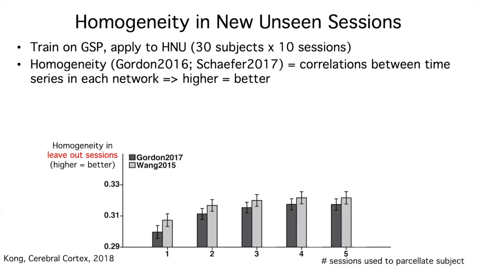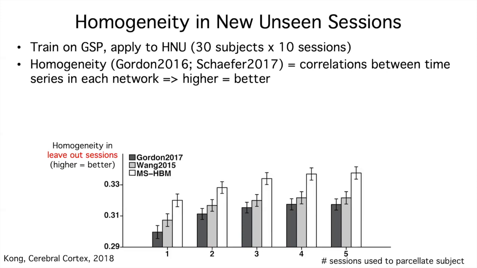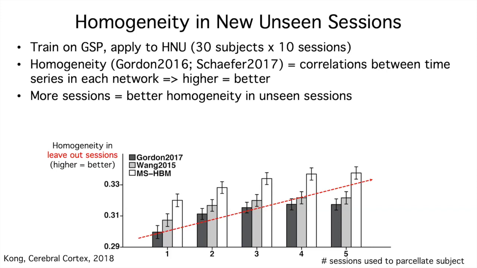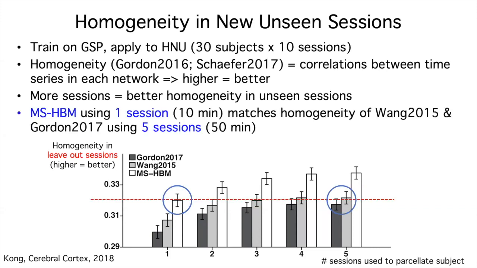The gray bars correspond to Wang 2015 and Gordon 2017. The white bars are Ruby's approach. So the white bars are higher. So we have the best homogeneity. As the number of sessions increases, homogeneity improves across all algorithms, but the improvement seems to taper off around 4 or 5 sessions of data. So here each session is about 10 minutes, so around 40 minutes of data. So furthermore, using one fMRI session, Ruby's approach is basically equivalent to Wang and Gordon using 5 fMRI sessions.